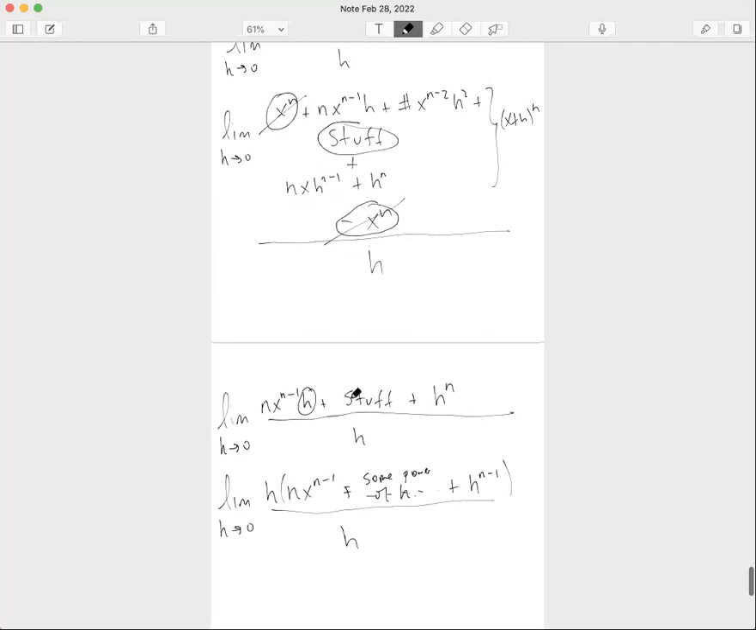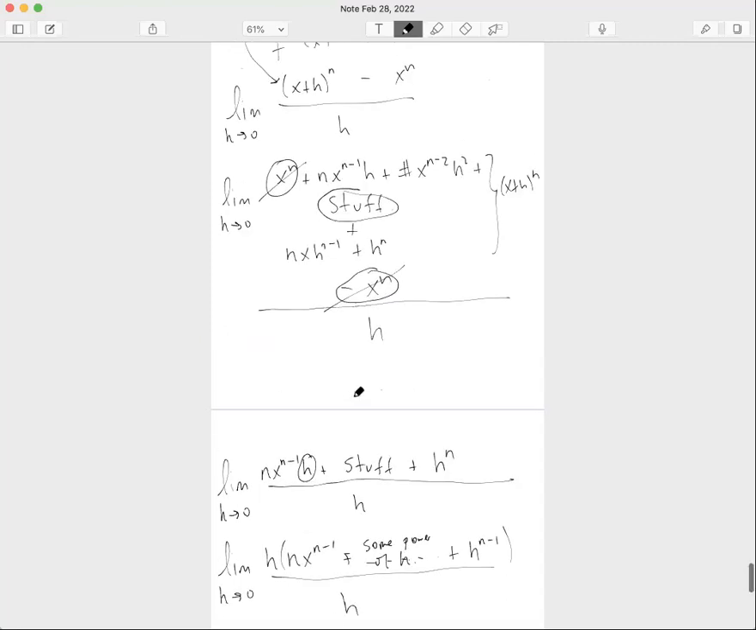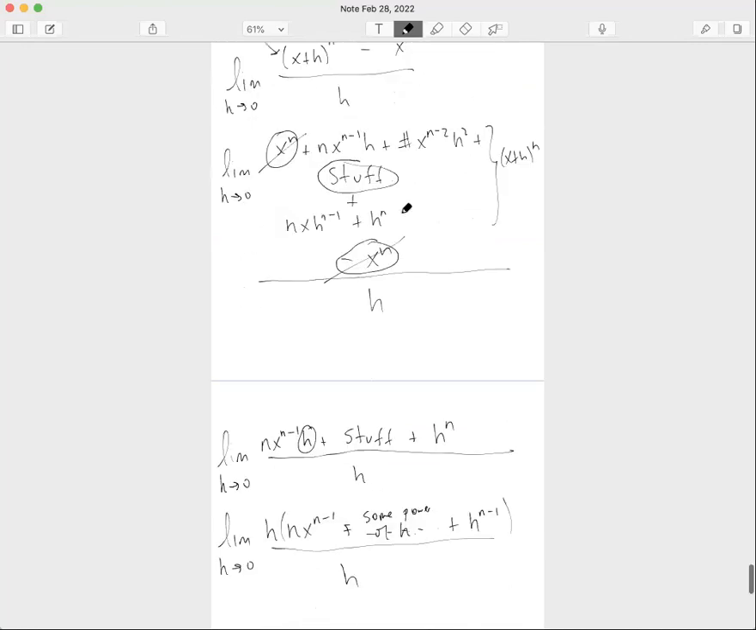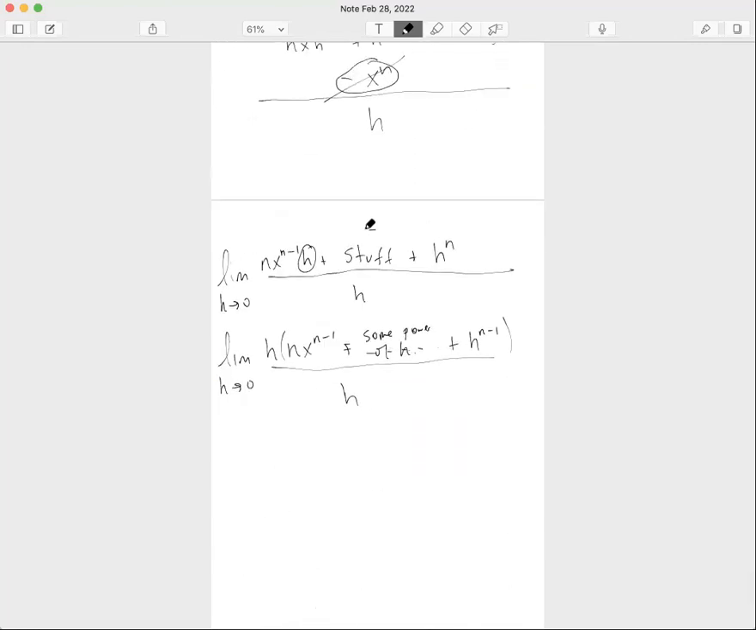So if this is overwhelming, just note that all terms here have powers of h greater than 1. So if I factor out an h, they all have h's. When I factor and cancel, I have this term here, n x to the n minus 1, then plus stuff with h's.